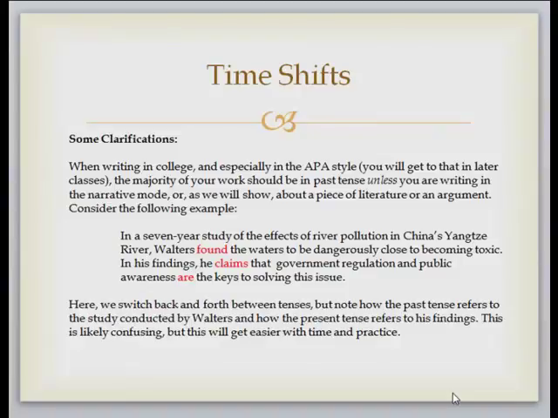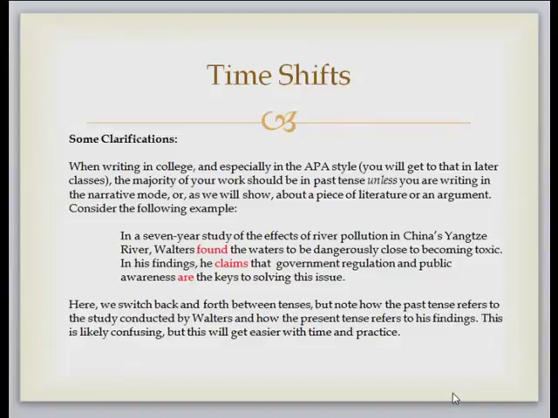Hopefully APA is not so terrifying yet. It shouldn't ever be terrifying. It's really just a way to make your papers look consistent, but there are some rules around it. Anyway, we'll talk about that in a later class.